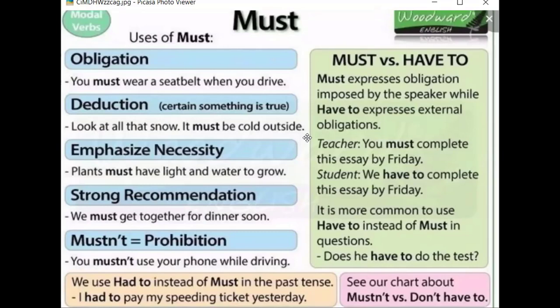You can also say it may be cold outside, but then you are not that sure about it. But if you are very certain, then you can say it must be cold outside. Another usage, emphasize necessity: plants must have light and water to grow. It's very necessary for plants to have light and water so that they can grow. You are emphasizing this thing.